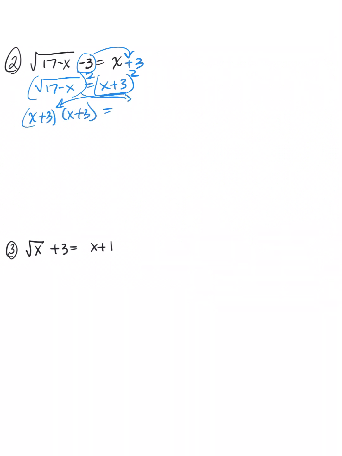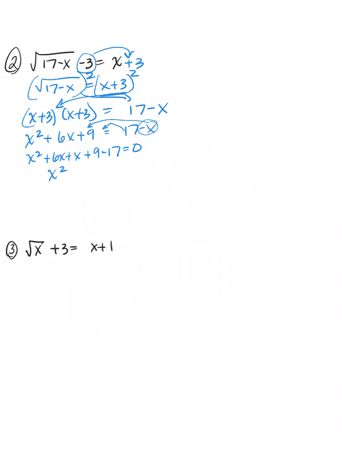When I do the squaring on the left, it's going to come out as 17 minus x. So let's FOIL this. I'll have x squared plus 6x plus 9 equals 17 minus x. If I move these terms over, move the x over, it's going to be x squared plus 6x plus x plus 9, and that 17 will become negative. So I have x squared plus 7x minus 8 equals 0.